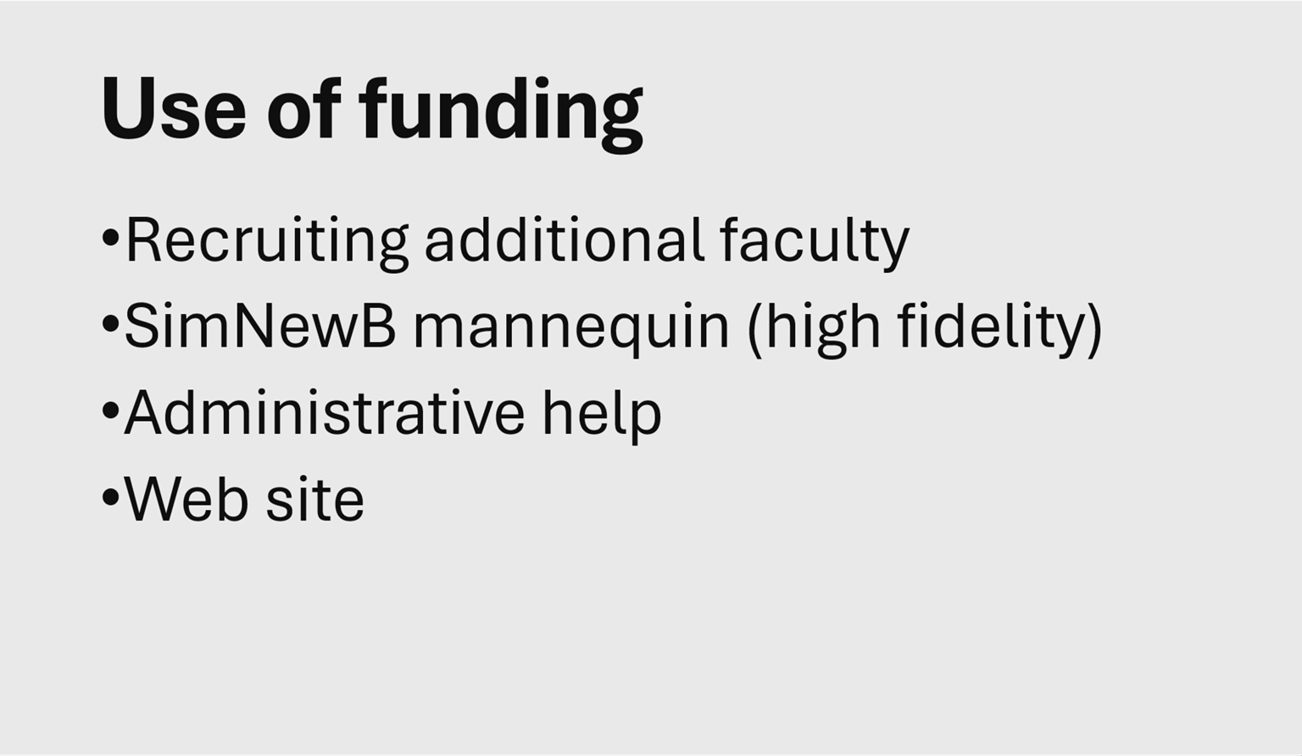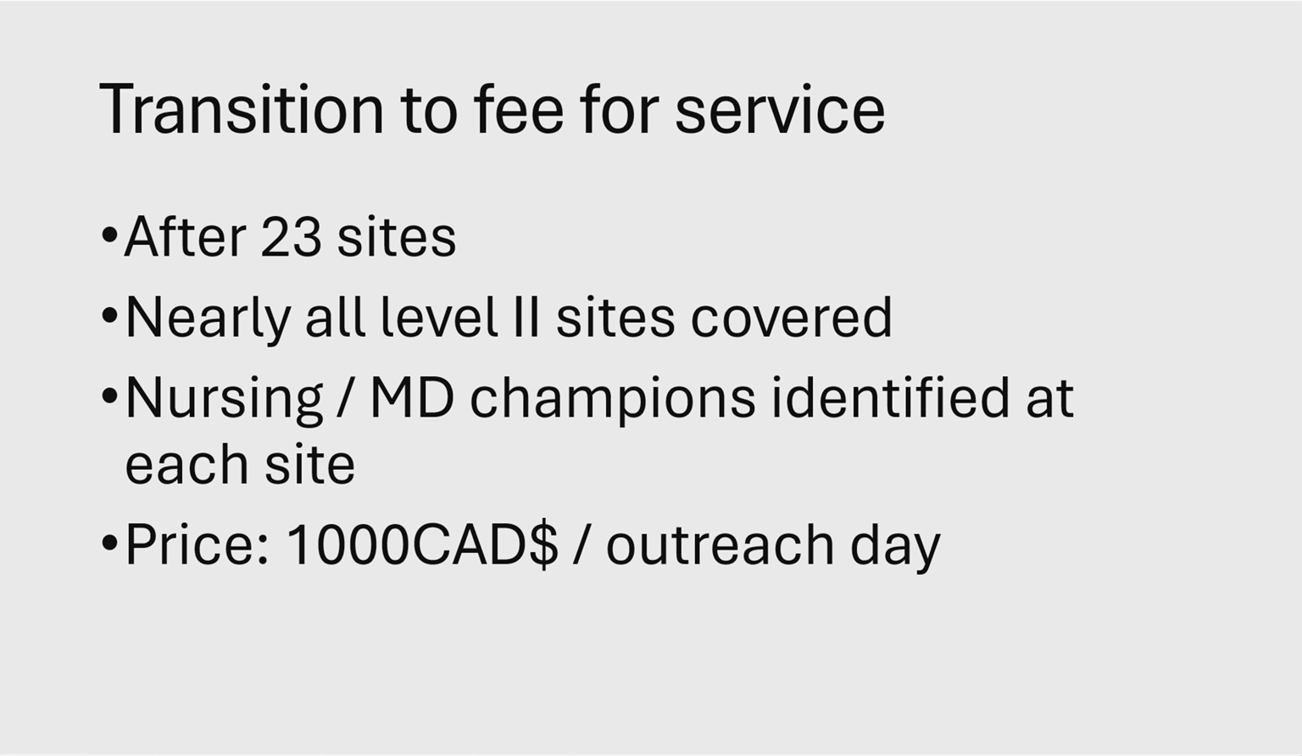We were also able to afford a Sim Newbie high-fidelity mannequin, administrative help, and development of a website. Now we're slowly thinking about transitioning to fee-for-service, because we don't have that grant anymore. But it's really just to cover simple personnel costs, probably between 800 and 1,000 Canadian dollars for an outreach day, which is honestly not that much when you consider all the training that's going on.